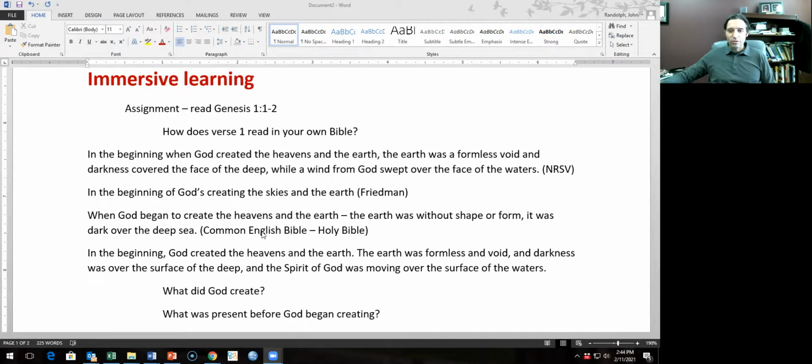And I didn't get to it in Friedman, but we have 3 other versions here that we can look at, and yours, whatever yours might say. The earth was a formless void. Interesting. The earth was without form or shape in this version. The earth was formless and void, and darkness covered the face of the deep. Darkness was over the surface of the deep. So there's this deep. Is that a sea? And here's what this one says. It was dark over the deep sea.